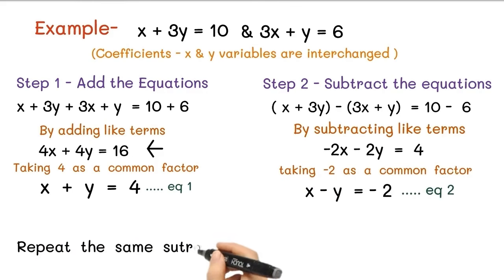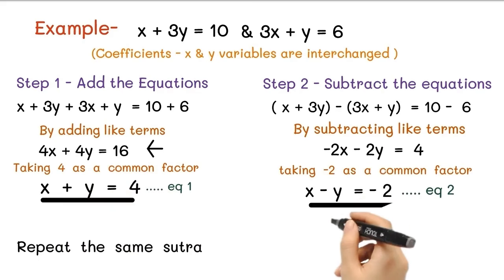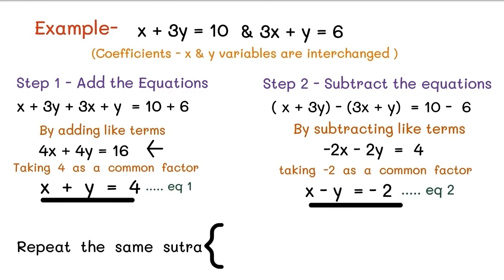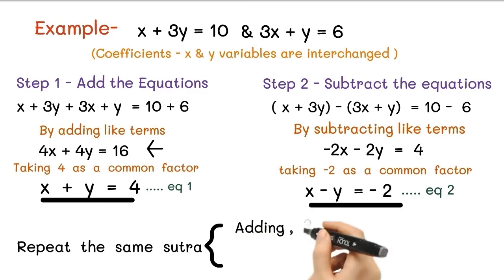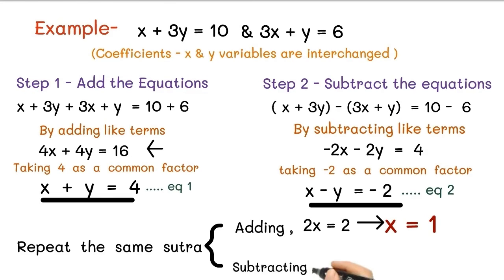Now repeat the same sutra for x plus y equals 4 and x minus y equals minus 2. After addition we will get 2x equals 2 and hence x is equal to 1. Similarly, after subtraction of both equations, we get minus 2y equals minus 2, which is y equals 1. So in this way, we got the solution of this equation, that is, x is equal to 1 and y is equal to 1.